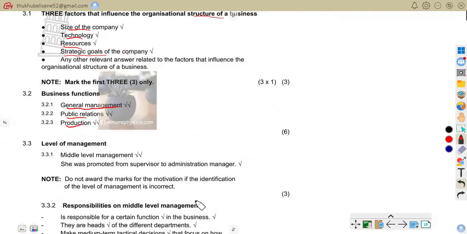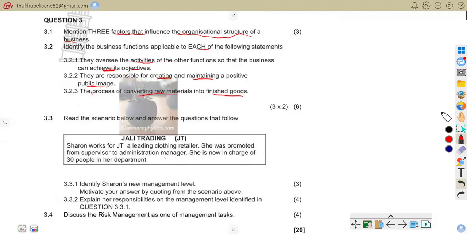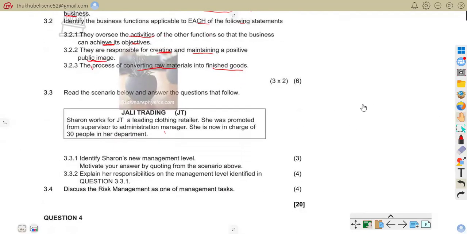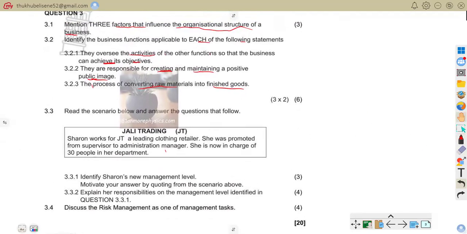So now let us quickly go to 3.3, where we are asked to read the scenario. 3.3 reads as follows: read the scenario below and answer the questions that follow. The scenario is about Jali Trading, JT. Sharon works for JT, a leading clothing retailer. She was promoted from supervisor to administration manager. She is now in charge of 30 people in her department.